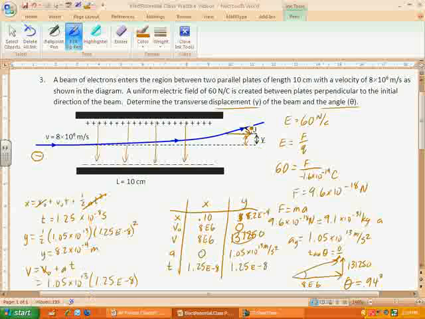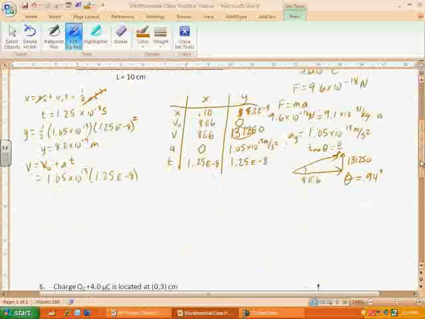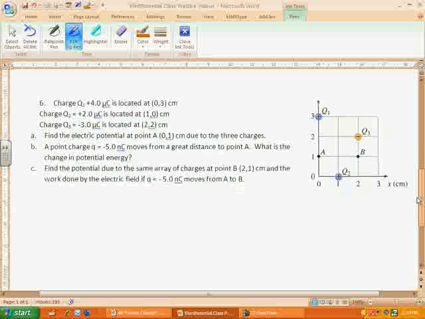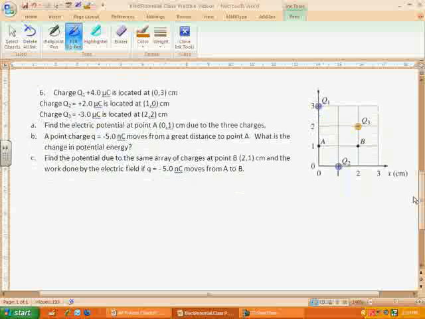All right, let's go ahead and look at one more because we got another couple of minutes here. This one is going to be dealing with something a little bit different. We're going to be looking at a couple of different charges. We have Q1, Q2, Q3. It gives us their positions and then their charges. Now the question for us is find the electric potential at point A due to the three charges.